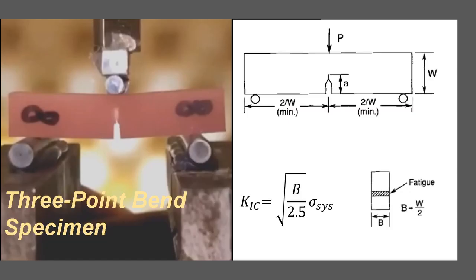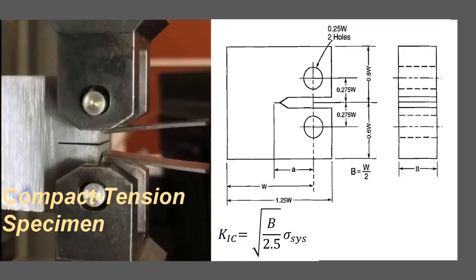When testing for fracture toughness, two specimens are most frequently utilized: the 3-point bend specimen and the compact tension specimen. The 3-point bend specimen is shown here. The material's yield stress, sigma sub ys, and the specimen's thickness are used to express the fracture toughness capacity K1C. The compact tension specimen is shown here. In both tests, the engineers select the thickness, B. W generally is set equal to 2B, and the final crack length, a, generally is set equal to B.